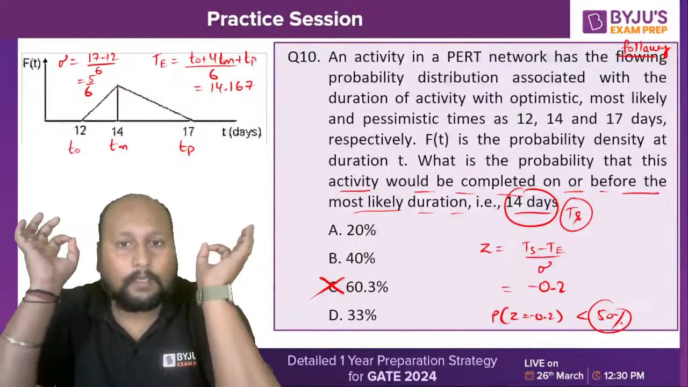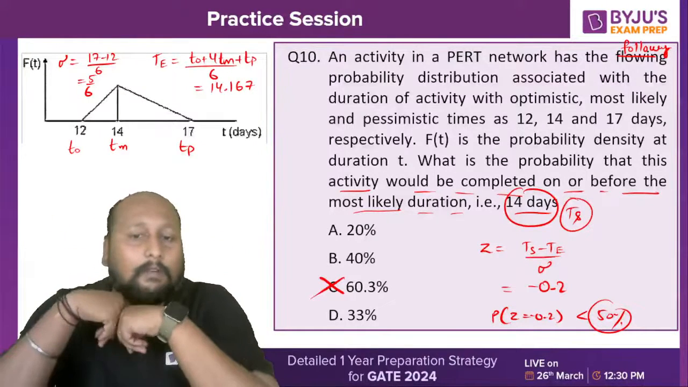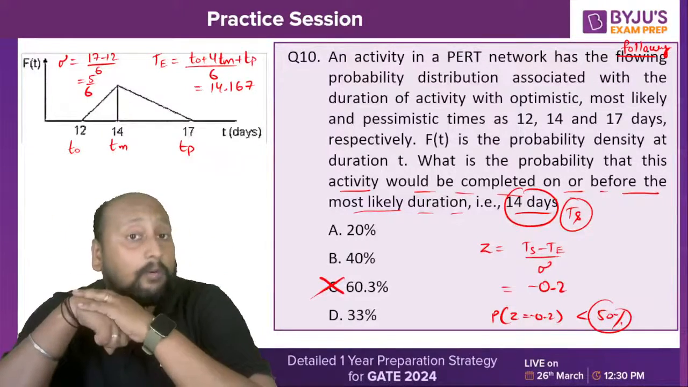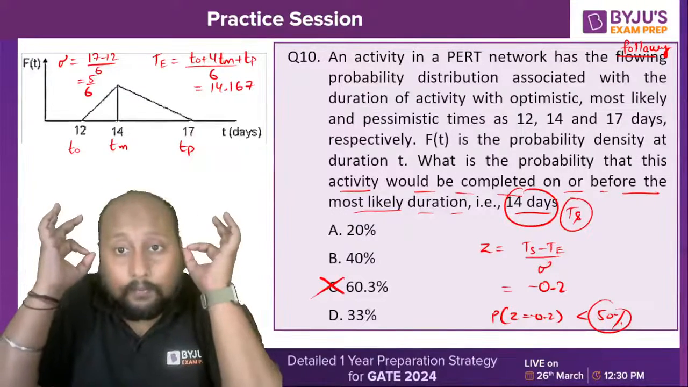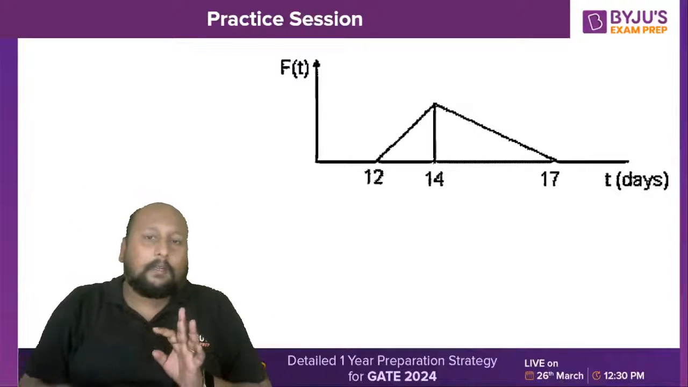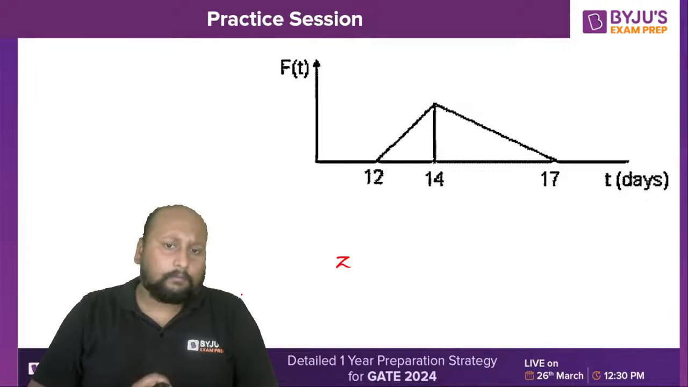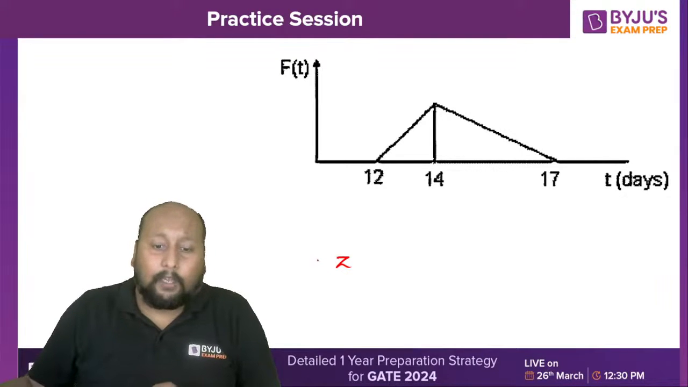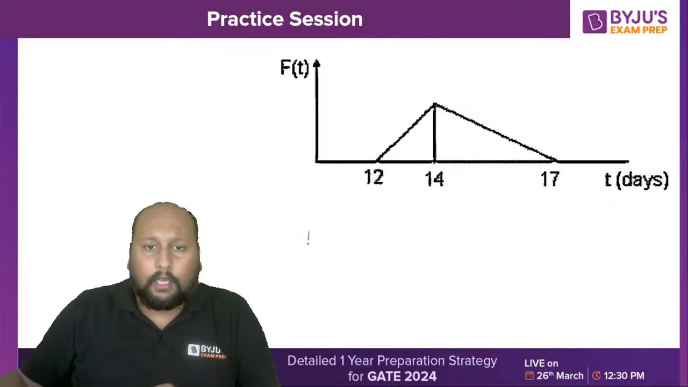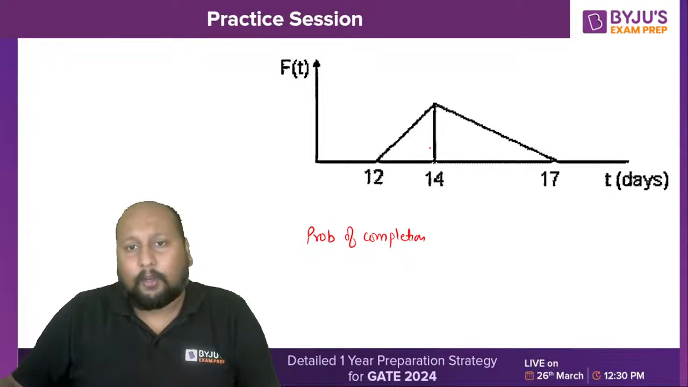The problem is we can't make a rough guess, whether it be 40%, 33% or 20%, if I try to go with a conventional method. So here, let us try to understand what this Z value is. What is the probability of completion? If I want to calculate the probability of completion, it is nothing but this shaded area, because they are talking about less than 40. So that means we are talking about this shaded area.